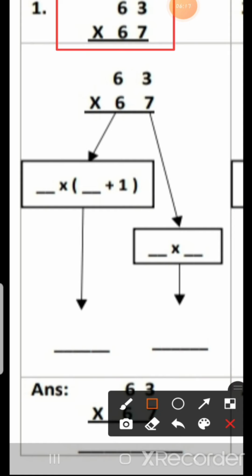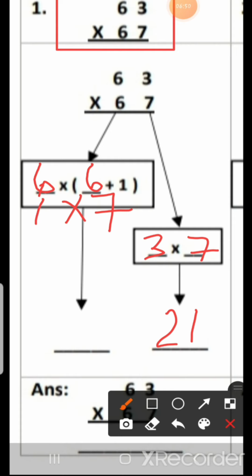The first thing that we do is we go ahead and multiply 3 times 7 will give me 21. Okay? And then what do we do with the tens digit? We put it in this manner. 6 times, we're not going to do 6 times 6. We'll do 6 times 6 plus 1. First, we need to do brackets, which is 6 plus 1 gives me 7.